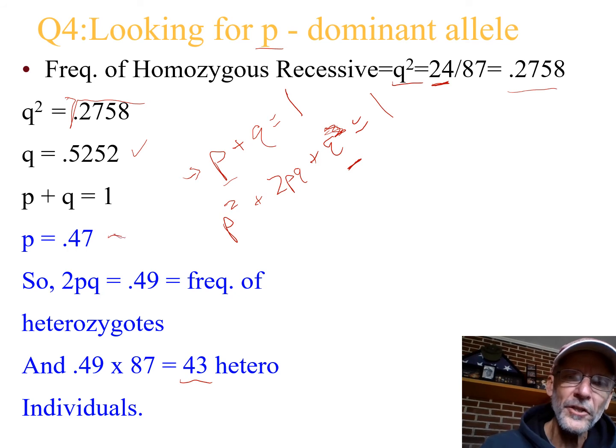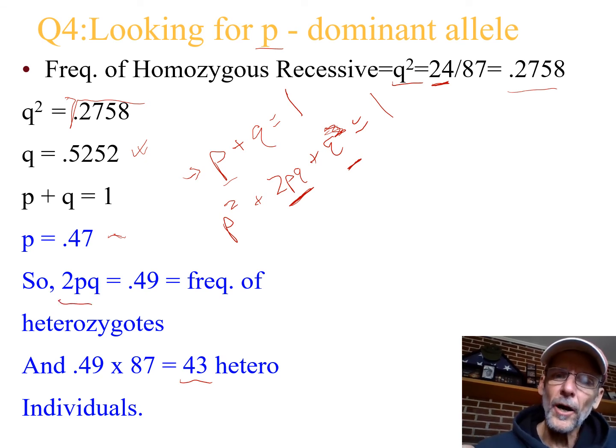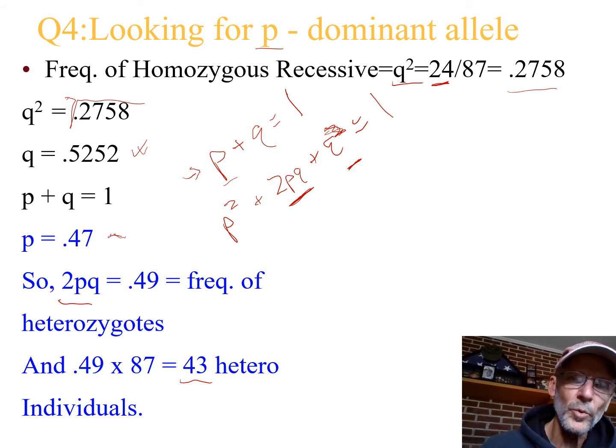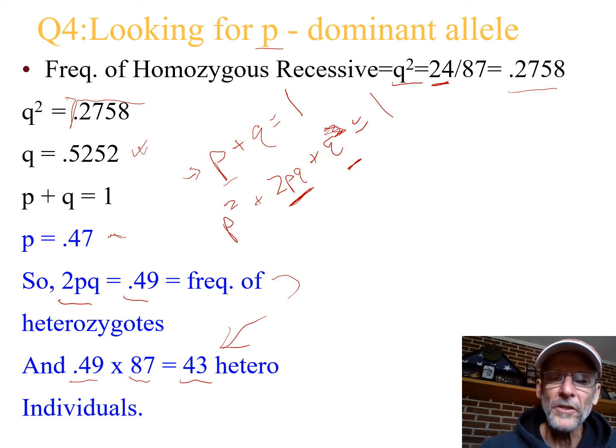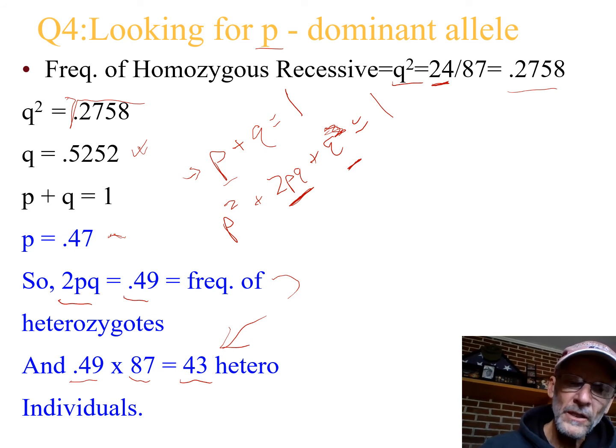Now that we know both P and Q, we also know that this is the expression to give us the frequency of heterozygous individuals. And so 2 times 0.7 times 0.525, 0.53, whatever, comes out to be 0.49. But if they asked us for the number of individuals, we simply have to take 0.49, 49% of the total, not of the number who have the dominant trait, which was 63, but of the total, and we get 43 heterozygous individuals.